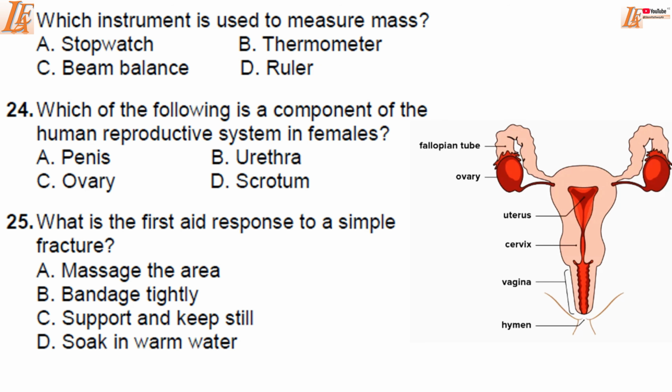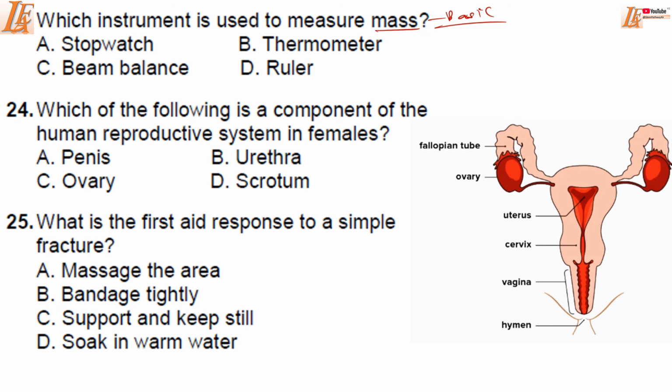Question 23. Which instrument is used to measure mass? Remember, mass is one of the basic quantities. It's among the 7 basic quantities. And we said its SI unit is kilogram. Therefore, we are asked the instrument which you can use to measure mass. Let's look at the options given.